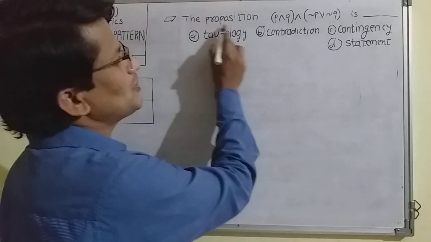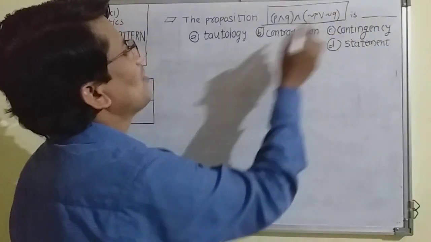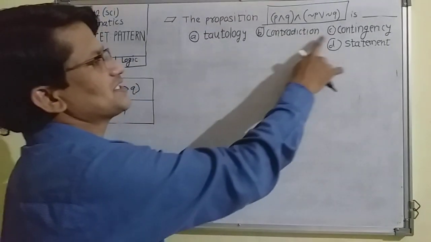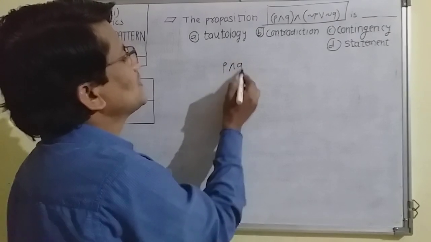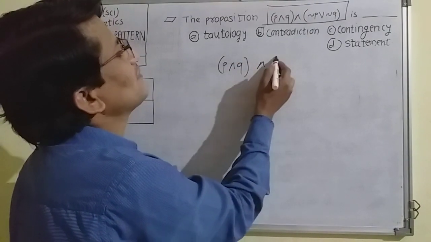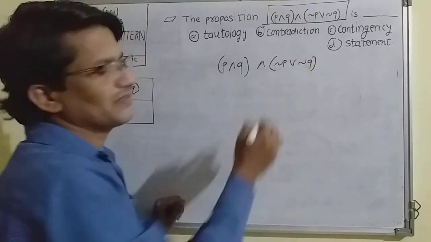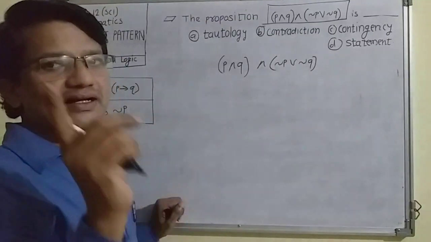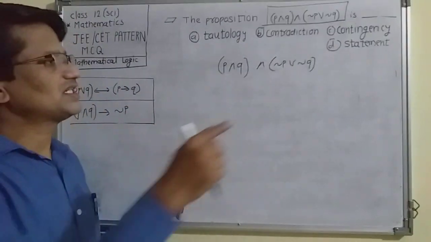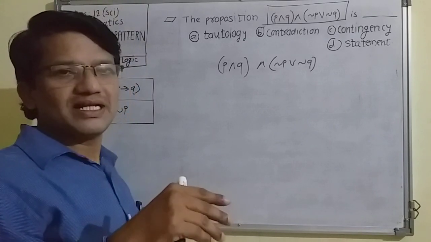Here is the proposition. Options are given: tautology, contradiction, contingency. What is given here? (P and Q) and (negation P or negation Q). The answer we can find by constructing the truth table of the given statement pattern, and we all know how to construct a truth table.